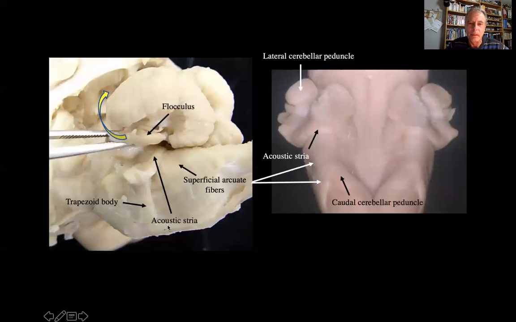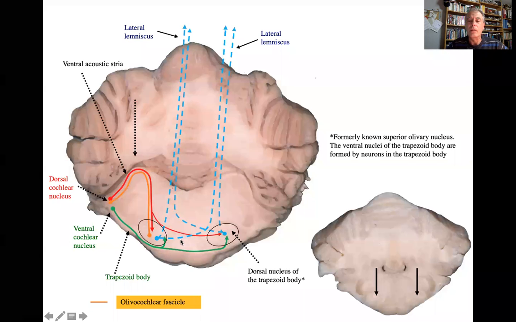Okay. So again, now we are having a look at the brainstem, and on top of the cerebellum, I have to move part of the flocculus in order to identify the acoustic stria. You see, this is the vestibulocochlear nerve, right? And so the acoustic fibers are going on top of the caudal cerebellar peduncle here. They form the acoustic stria. The acoustic stria jumping on top of the caudal cerebellar peduncle, right here. And where do they go?